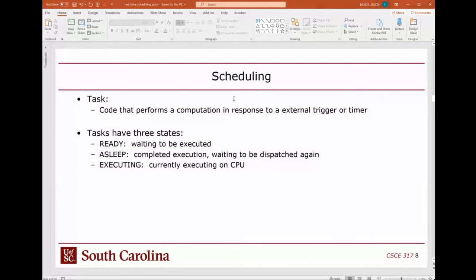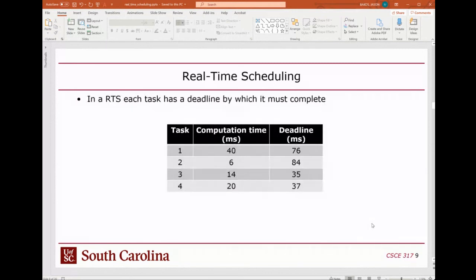And then executing is when you actually have the task assigned to the CPU and the CPU is executing that task. So those are the 3 main ones. In reality, if you look at an OS, there are a lot more states that processes can be in than just those 3, but those are the primary ones. Okay, so in a real-time operating system, each task will have a deadline. And so let's just imagine that we have 4 tasks, and each of them has a worst case execution time, and each has a deadline.